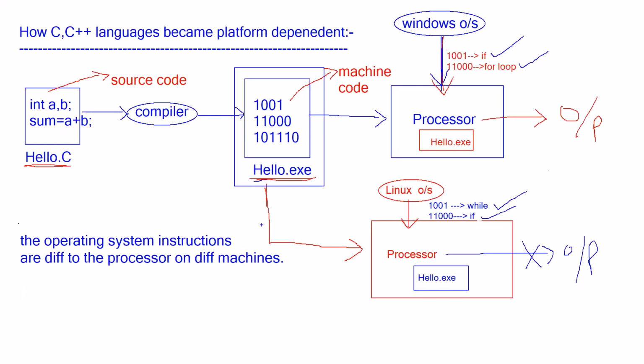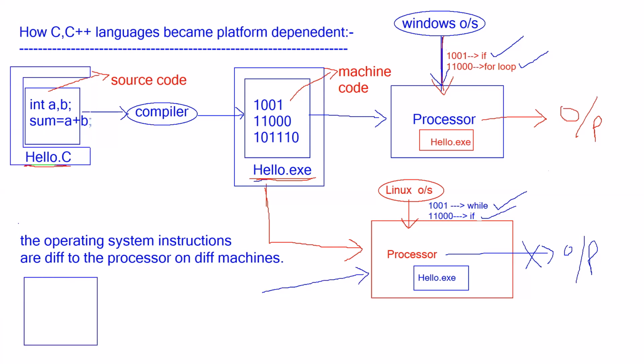Okay, then suppose you want to run this hello.c program on a Linux machine also, then how will it run? For that purpose, you should get this hello.c code again here. From here to here, you have to get the C code again, like int a, b and sum equal to a plus b. You should get the same code here. That means you have to get the source code, and then compile it here again.